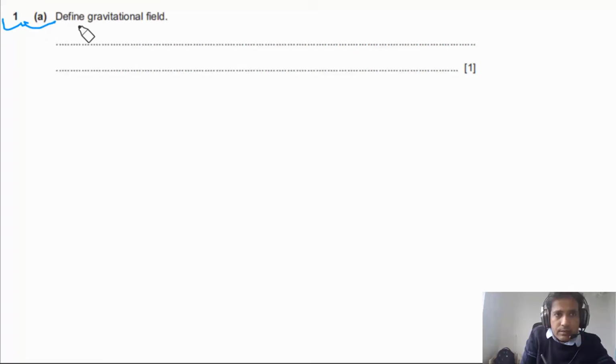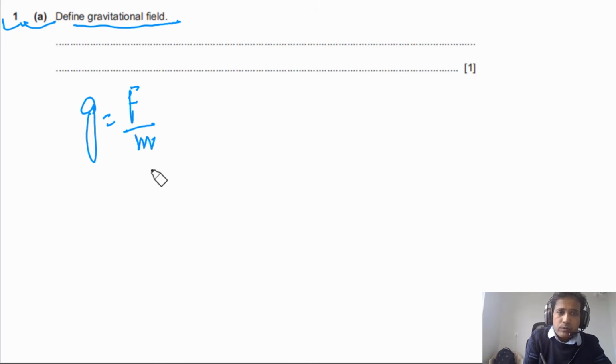Question 1, part A says, define gravitational field. This is a typical question. You need to understand how to define gravitational field. For Cambridge A-level physics, you simply say it is the force per unit mass. This is written very clearly in the specifications. So simply you have to say force per unit mass. This is how we can define gravitational field.